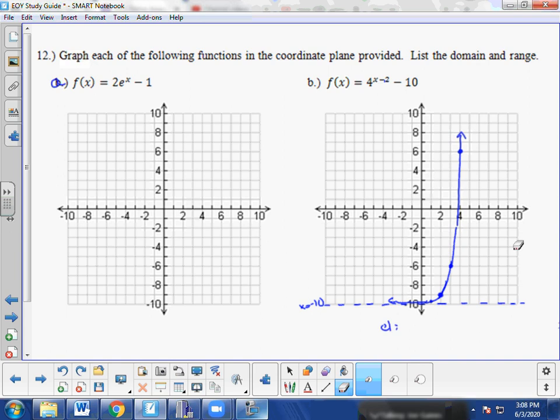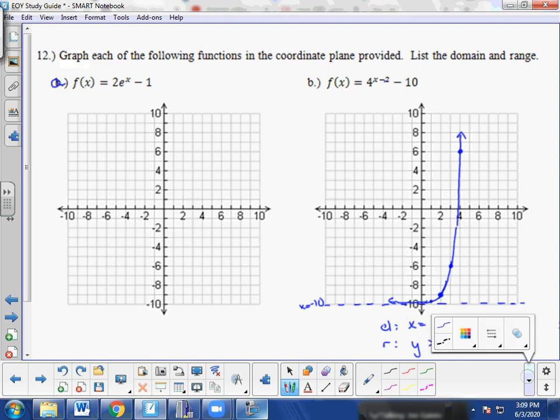The domain for this function is going to be all real numbers. So this function is going to stretch to the left forever and to the right forever. The range for this function, it does go up forever, but it's not going to go down forever. It keeps getting closer and closer to negative 10, but it's never going to cross or touch negative 10. So y is going to be greater than negative 10.